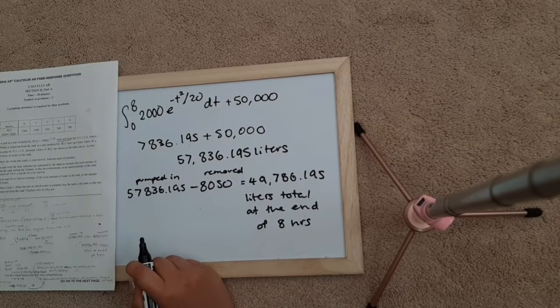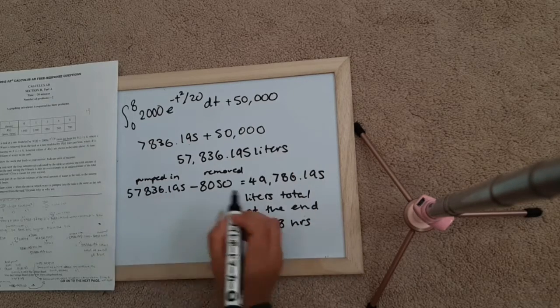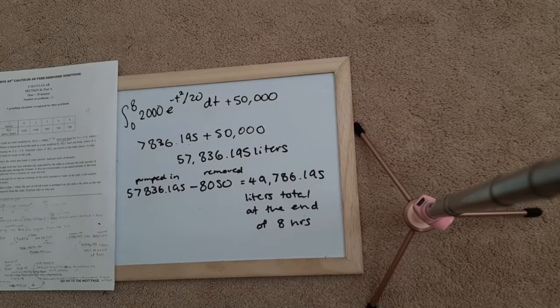And since it says round to the nearest liter, you just ignore the decimal points, and the answer would just be 49,786.